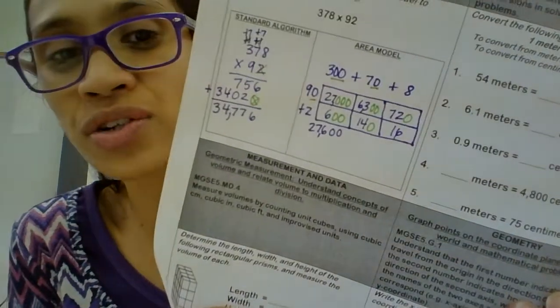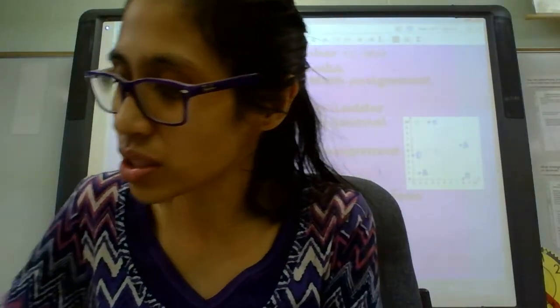0 plus 0, 0, 0 plus 0, 0, 0 plus 6, 6. Bring down that 7, bring down that 2. 27,600 right there. And then let's do the next column. 6,300 plus 140, 0 plus 0, 0, 0 plus 4, 4, 3 plus 1, 4.